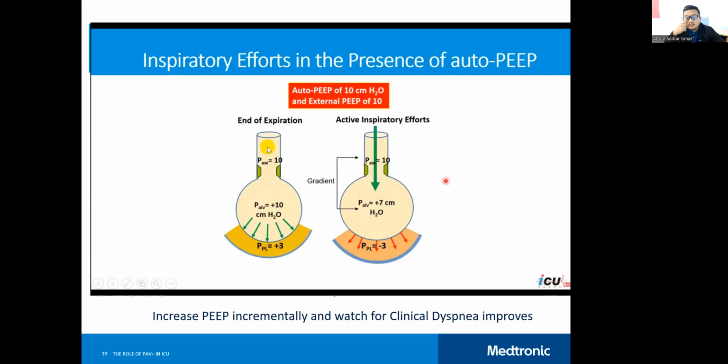So this is the theory of why we need to use external PEEP in order to treat obstructive diseases like COPD patients. Apply external PEEP to counter auto PEEP or dynamic hyperinflation. So the patient will have less dyspnea the higher the external PEEP you apply. And so you increase the PEEP incrementally and watch for clinical dyspnea to improve. This is true not only for PAV+, also true for the other types of modes. Okay.